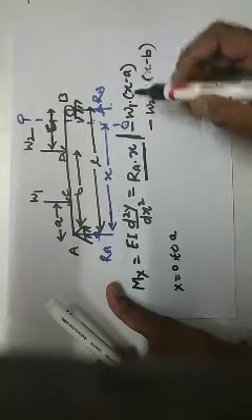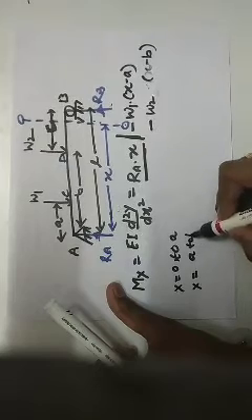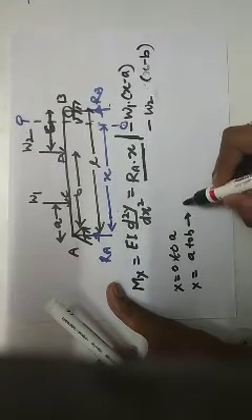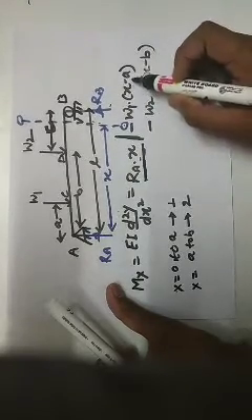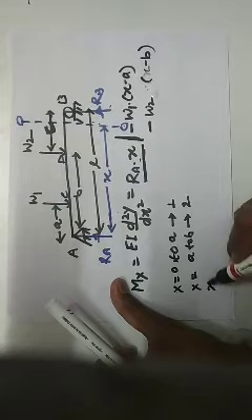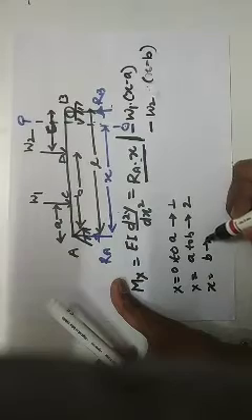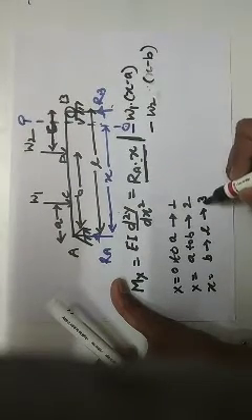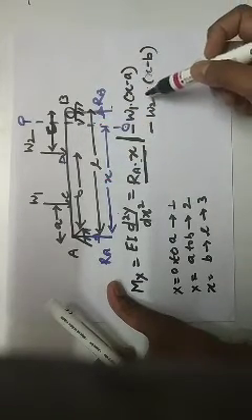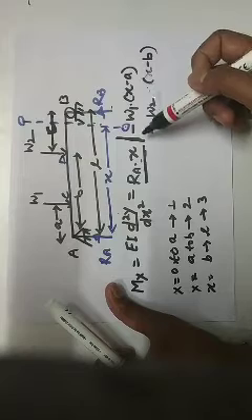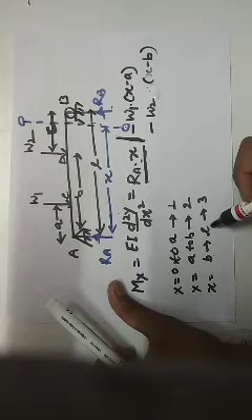And when x varies from a to b, there will be two terms in the equation: RA into x minus W1 into (x minus a). And when x varies from b to L, there will be three terms. All these three loads will participate in this equation, so this expression holds good for all values of x between b and L.